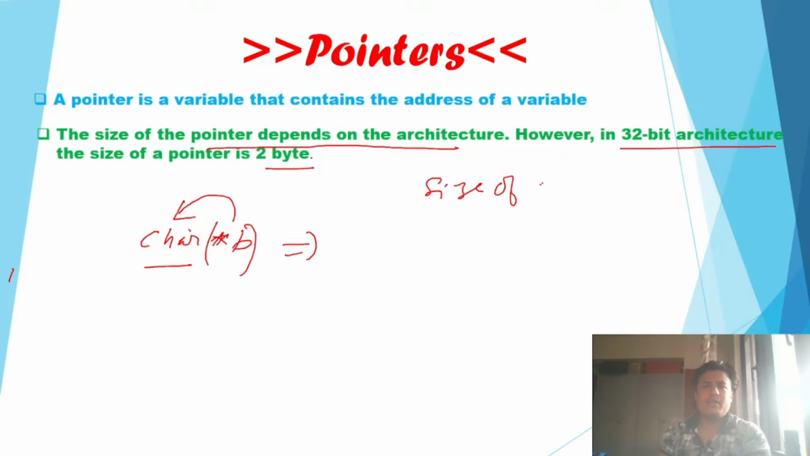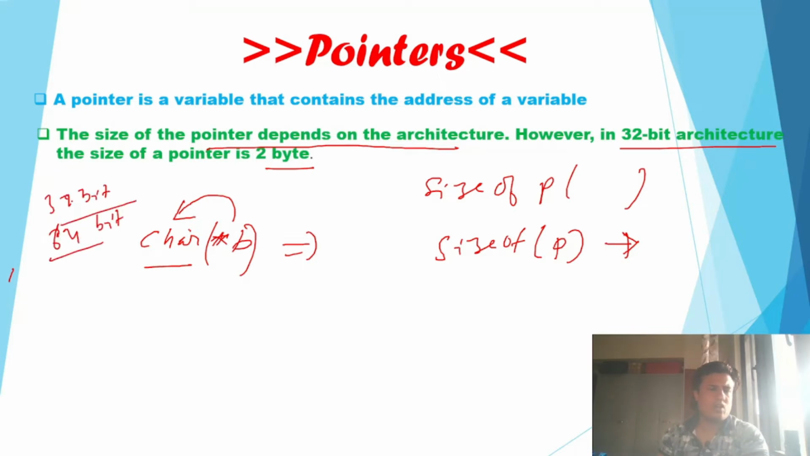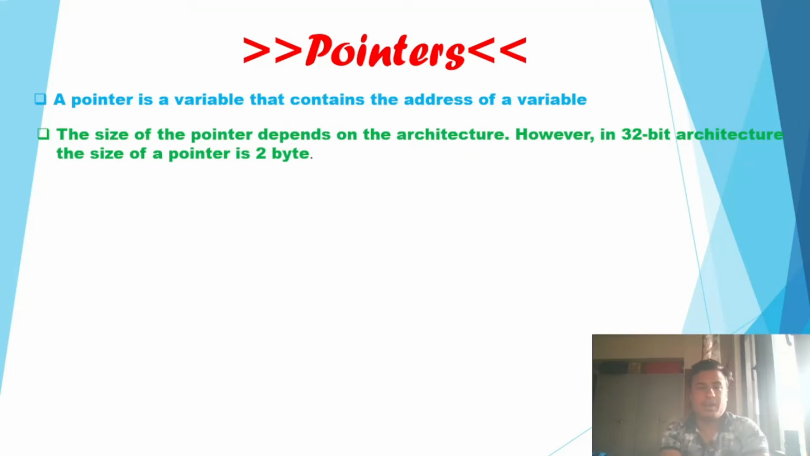If you use the sizeof operator in C or C++, sizeof p will return the size of the pointer variable p, which depends on the architecture, whether it follows 32 bits or 64 bits. It depends on that. Okay, hope you're getting this point, guys. So now moving on. Now let me give you the next point.